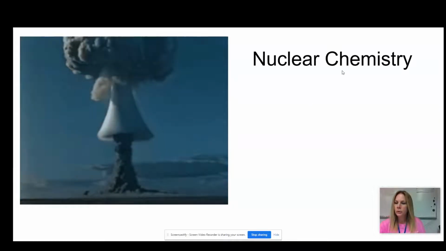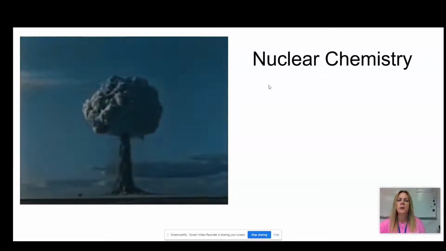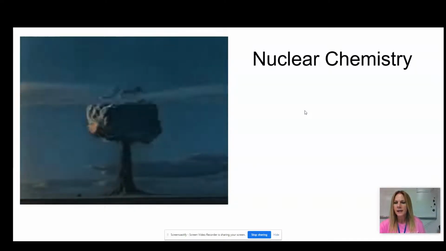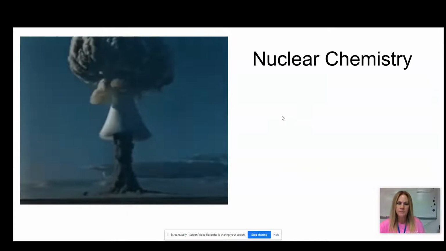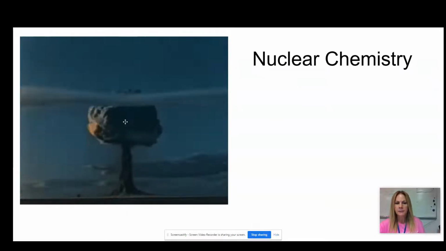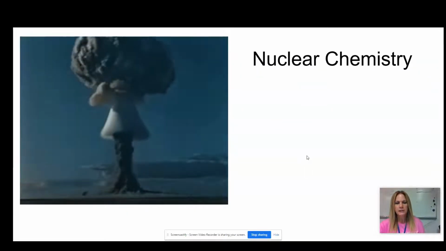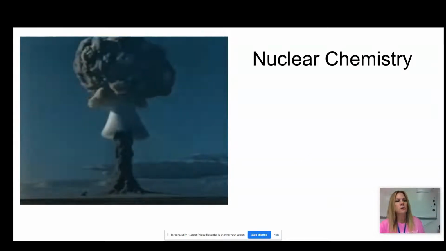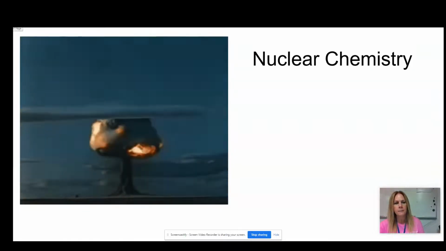Okay, we're going to talk about nuclear chemistry. One of the reasons why we call it nuclear chemistry is because we're talking about changes that happen within the nucleus of an atom. An atomic bomb, like you see right here in the GIF, is an example of a nuclear reaction because you have changes undergoing in the nucleus of the atom.